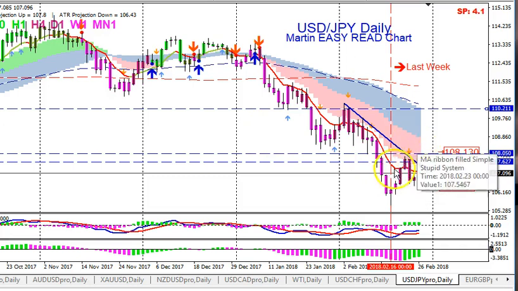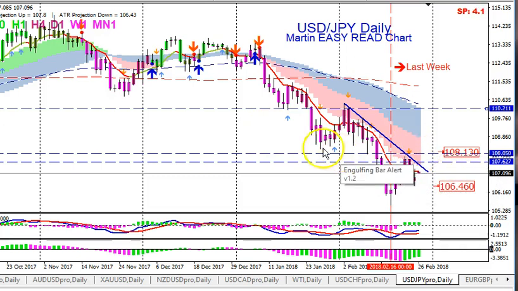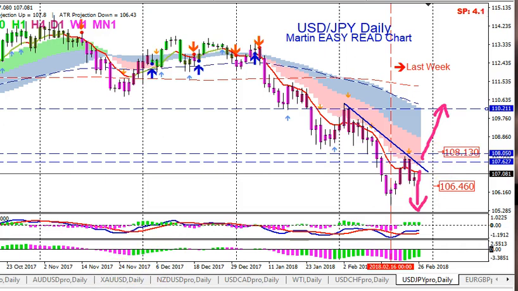So here's a pullback. When we have a pullback, it's an area that we look for a trend continuation. So if the overall trend was down, we have a pullback, then we're looking for price to continue coming back down. If we believe that's going to happen, look for sell below 106.46. If you believe price is going to go higher, you would have to wait for price to come above 108.13 to the upside. And that is really it for now.